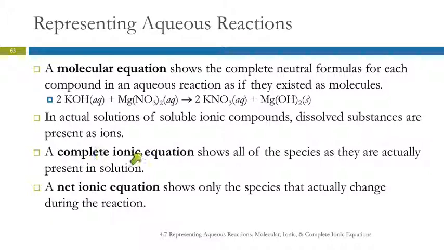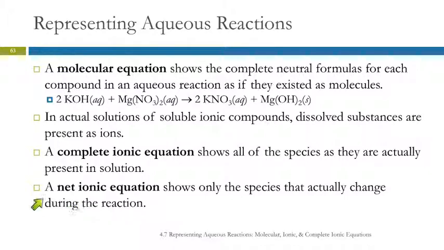So a complete ionic equation is going to show all of the ions that are present as they are actually present. It's going to show this aqueous compound as potassium ions and hydroxide ions separate from each other, magnesium ions and nitrate ions separate from each other, potassium ions and nitrate ions separate from each other. This one, though, is a solid. In that beaker, the magnesium and the hydroxide are not separated, they're together, and so we'll write that as a neutral formula. Complete ionic equations tend to get really long.